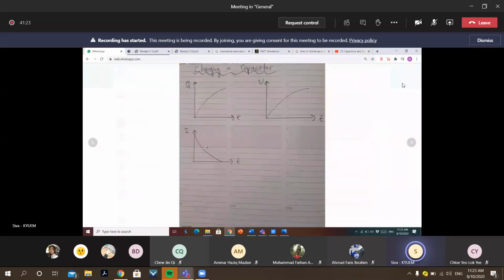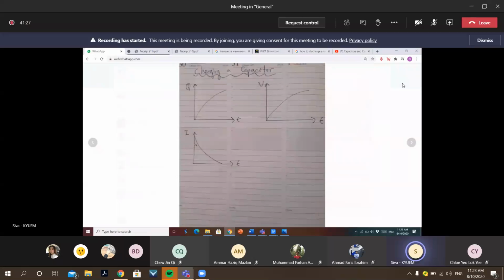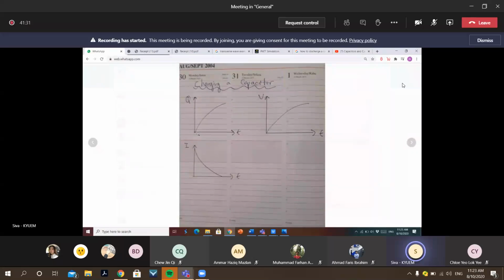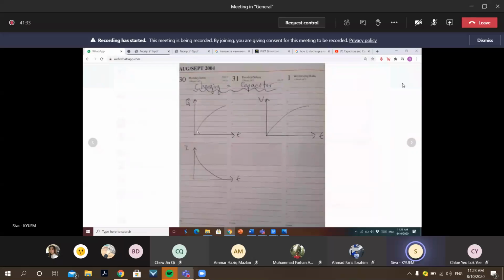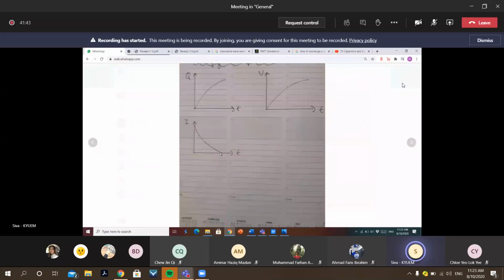So how about the I-t graph? The I-t graph you can draw like this. Current is very large at first. Current is the rate of flow of electric charge. Can you look at the gradient? Very large gradient, so I draw here. And then the gradient is getting smaller and smaller. And the gradient here is zero. So I draw over here.